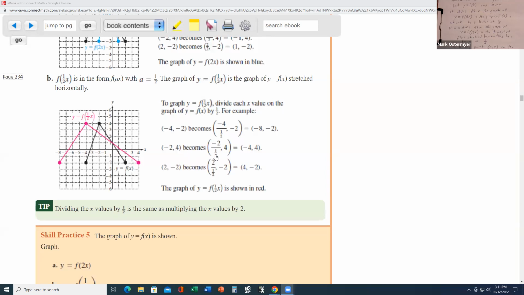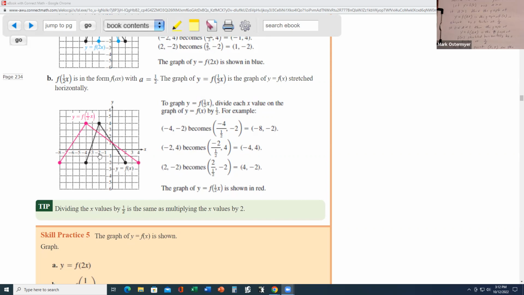Well, the x coordinate is divided by 1/2, which really means it's multiplied by 2. So now the x coordinate becomes -4. So therefore, this point -2,4 becomes the new point -4,4 on the new function's graph, f of 1/2 of x. Finally, this point down here on the original function's graph, at y = -2, becomes a new point, because again, the x coordinate is divided by 1/2 because a is 1/2, right? And so the x coordinate now becomes 4. So 4 and -2 would be a point on the new function's graph, this red graph over here.